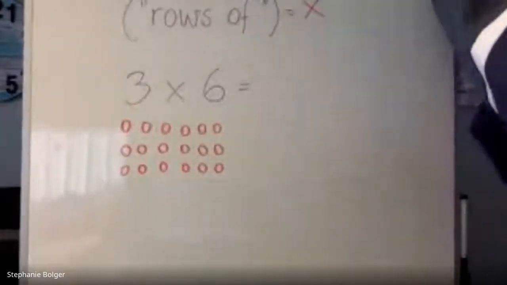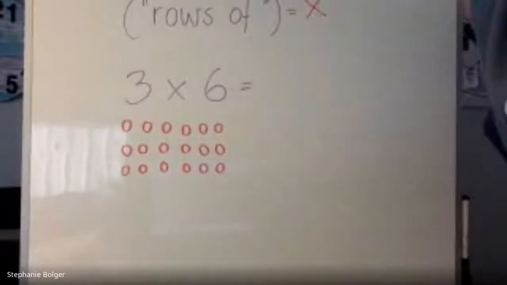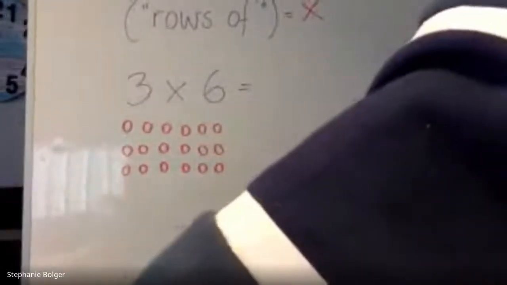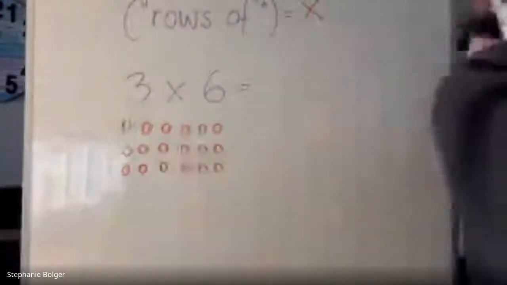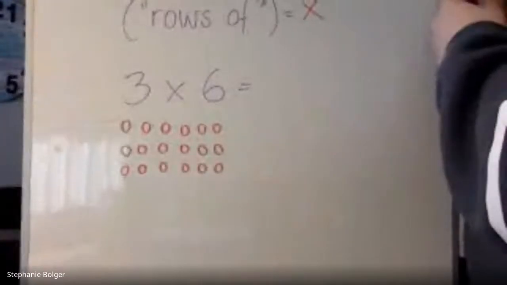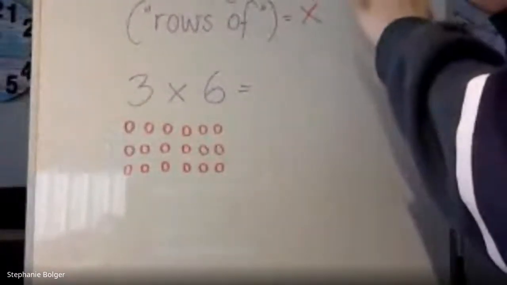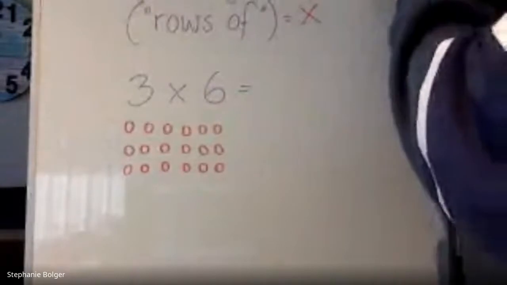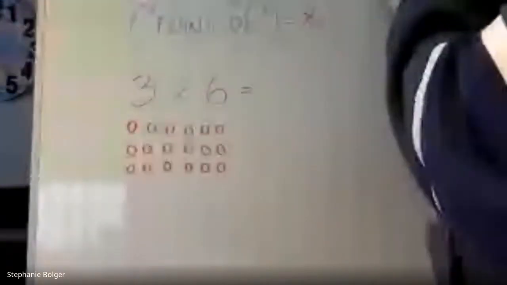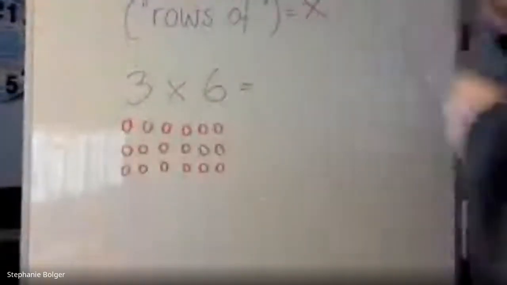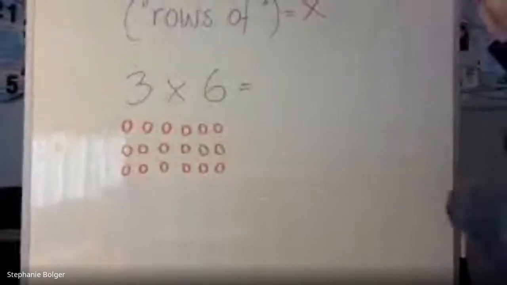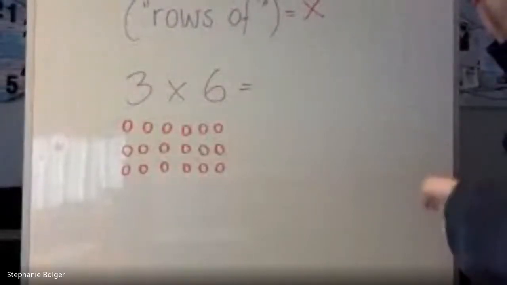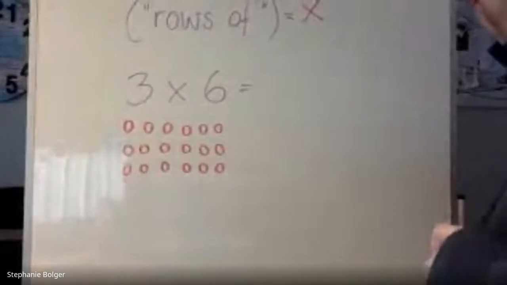Okay, so now that I've got my 3 rows of 6, what I can do now is I can go ahead and count them all up. I can count them by ones, but that's going to take us a long time and it's not very efficient. We have all been practicing our counting, and I think most people can count by 3s now. If you can't count by 3s, that's okay. You can do it by 2s, and I'll show you how to do that in a moment.